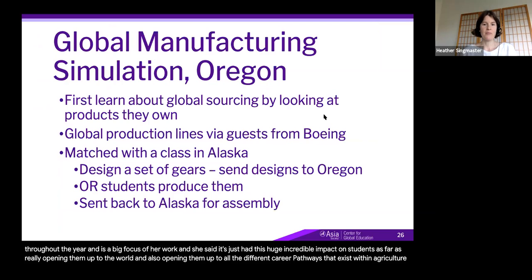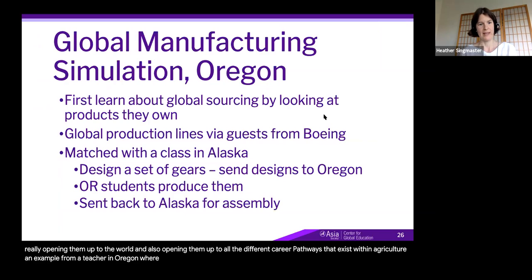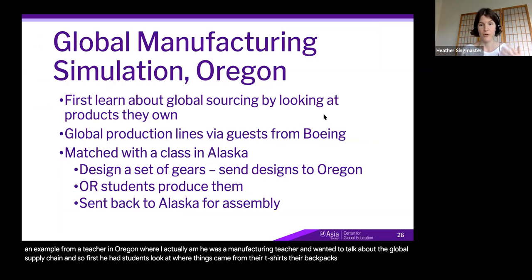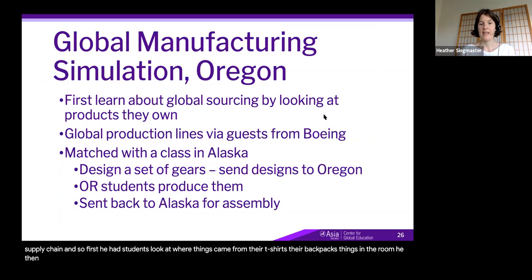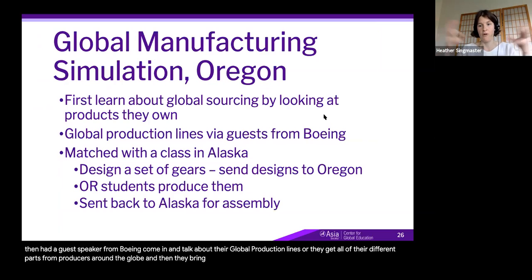This is an example from a teacher in Oregon, where I actually am. He was a manufacturing teacher and wanted to talk about the global supply chain. And so first he had students look at where things came from, their t-shirts, their backpacks, things in the room. He then had a guest speaker from Boeing come in and talk about their global production lines, where they get all of their different parts from producers around the globe, and then they bring them all to one place where they put together the airplanes.